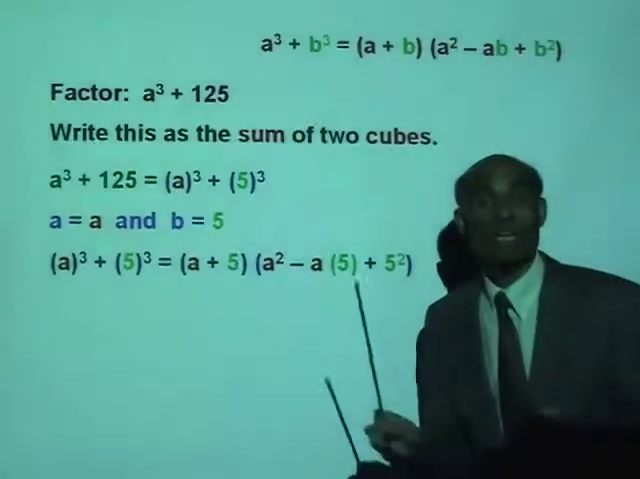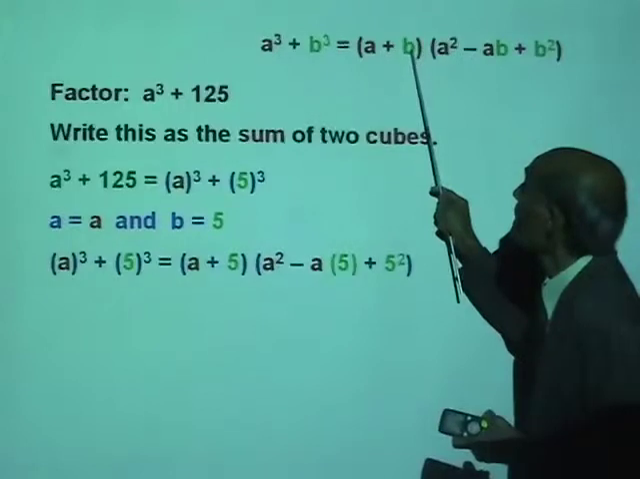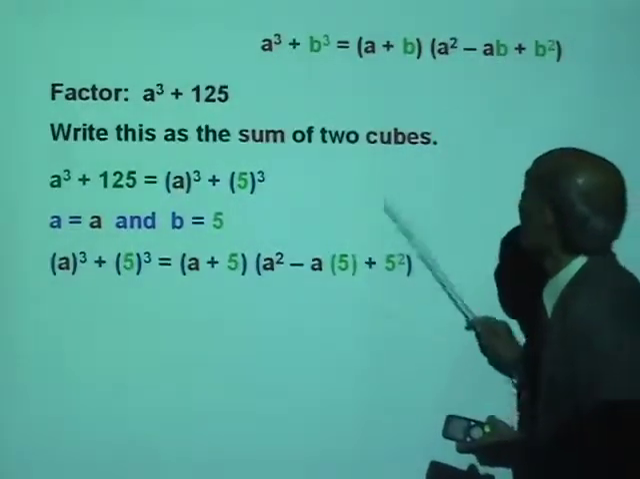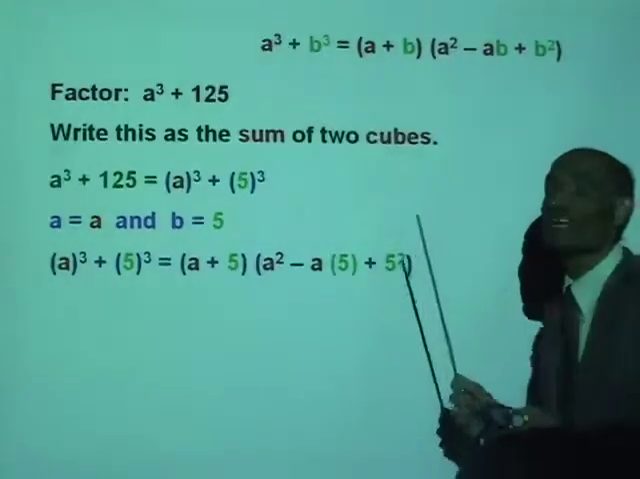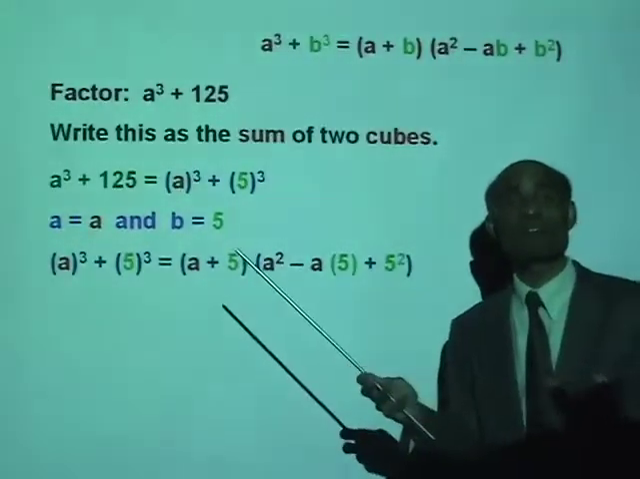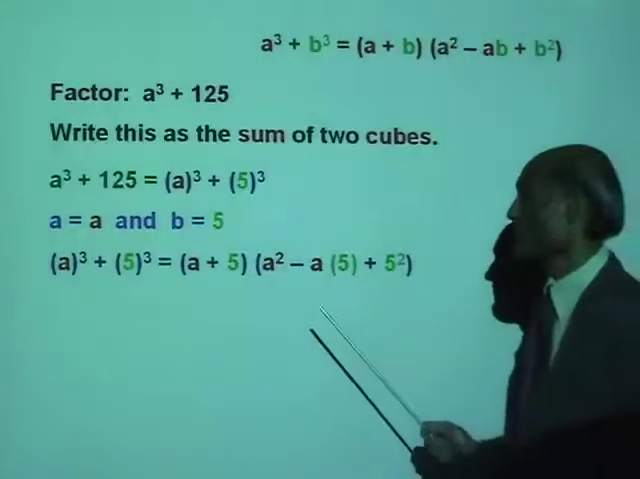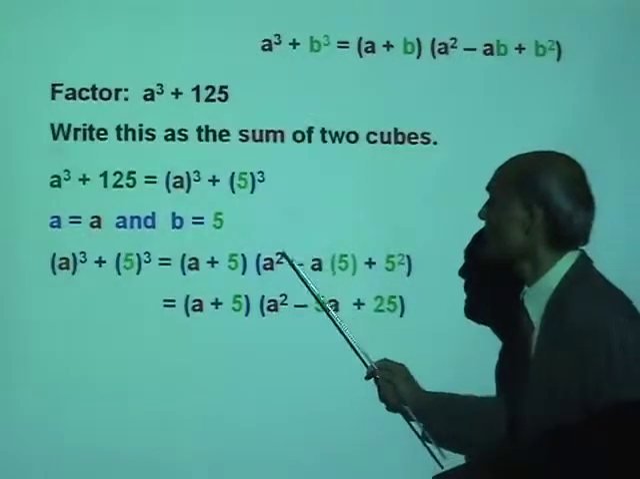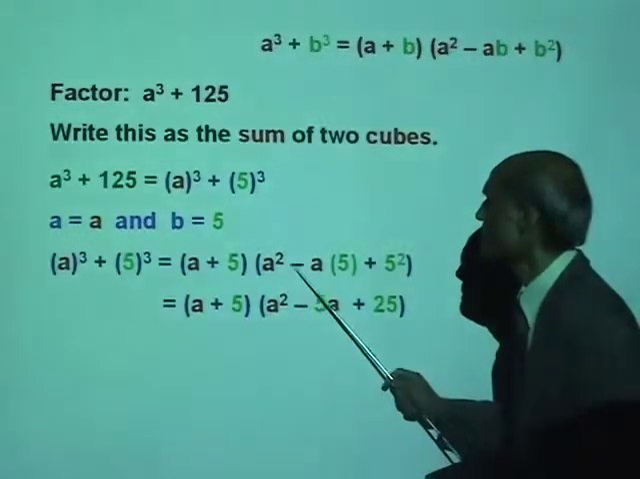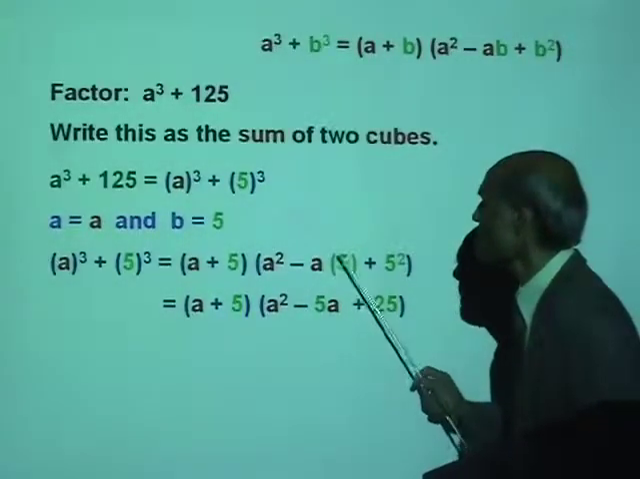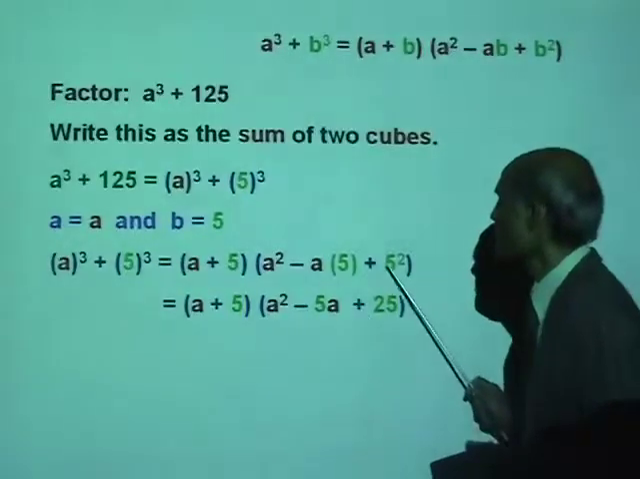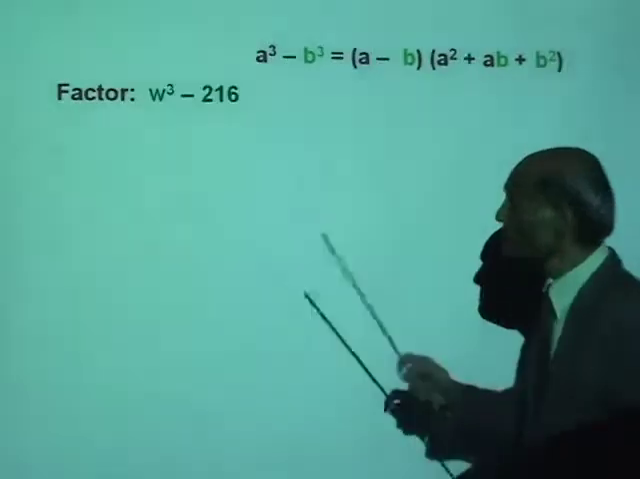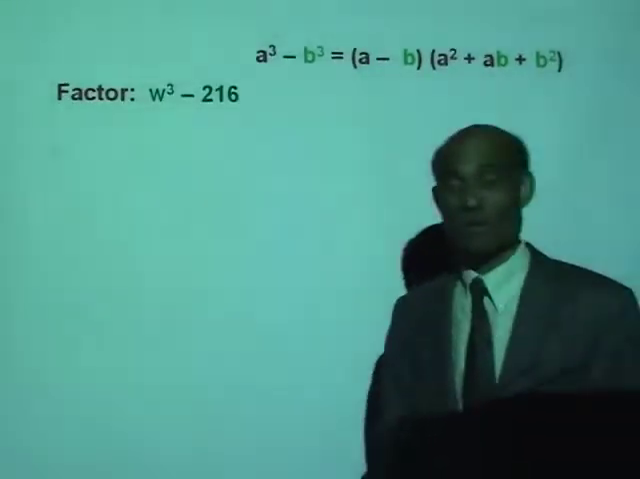What all we did here is in the formula b is replaced by 5. Wherever you had a b, it has been replaced by 5. And now simplify this. This will be a plus 5, and this when simplified gives you a squared minus a times 5, which is 5a, plus 5 squared, which is 25. And that is the result.